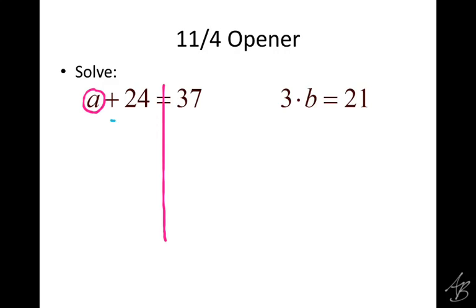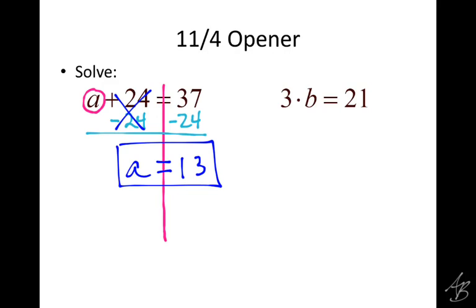Subtract. Subtract it. So we're going to subtract 24. That'll cancel out the plus 24 here. But if we do it on the left side, we have to do it on the right side. So we subtract 24 over here. And on the left, those cancel, leaving the a all by itself. On the right, we need to subtract that. In the ones place, 7 minus 4 is 3, and 3 minus 2 is 1. So we get a equals 13.